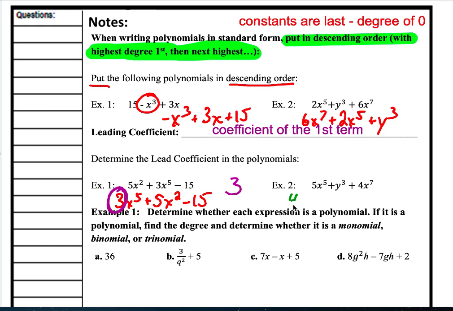For my next one, I've got 4x to the 7th plus 5x to the 5th plus y to the 3rd. My largest exponent was 7, so it went first, and its coefficient is 4. So we're just learning that vocabulary of how things go together.